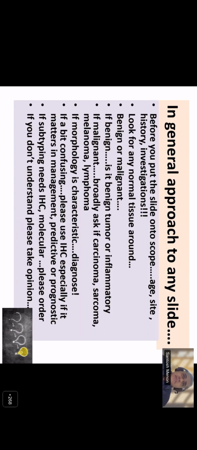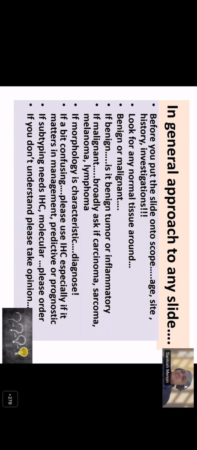Sometimes you know where you keep the slide and you understand what it is. If you don't know, this is the approach to a slide. If it is malignant, you always try to think in your mind, what is the broad categorization of the tumor? Is it a carcinoma? Is it a sarcoma, melanoma, lymphoma? These are the broad categories. If not these, then you start thinking, is that a neuroendocrine tumor? Those are the different things. But in general, if it is malignant, you ask these questions.